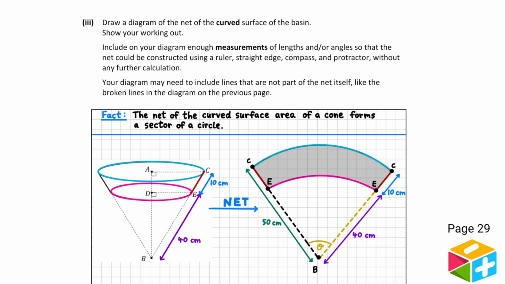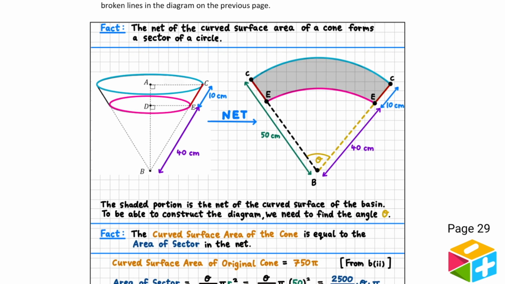In part 3, we must draw the diagram of the net of the curved surface of the basin. We must include enough measurements so that no further calculations are required to draw the diagram with a ruler, compass and protractor. The following fact is useful when tackling this question. The net of the curved surface area of a cone forms a sector of a circle. Let's go ahead and illustrate this idea on the cone we were given.